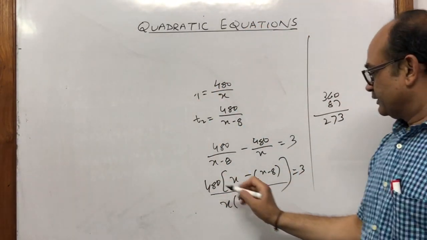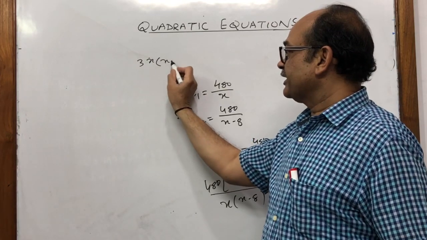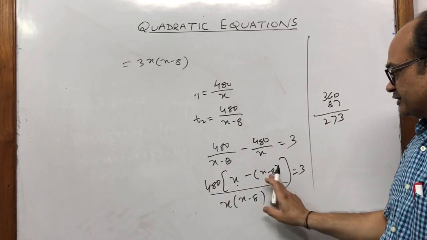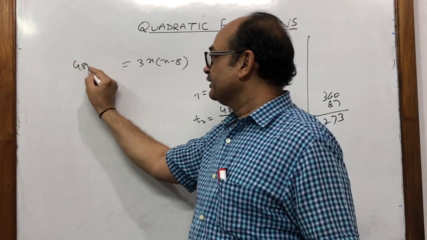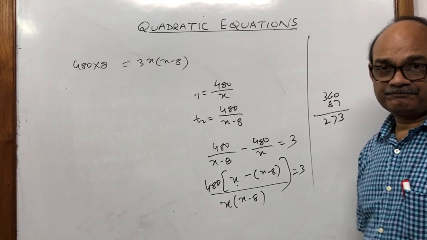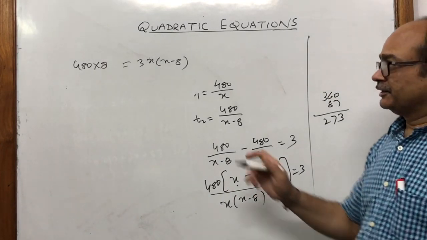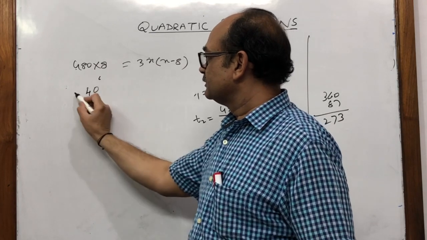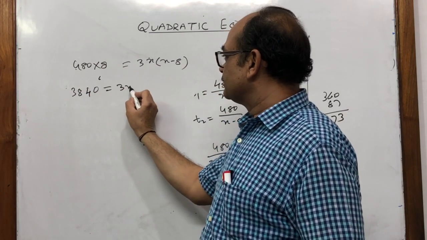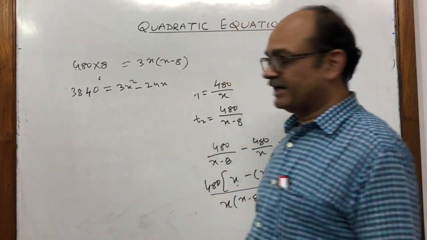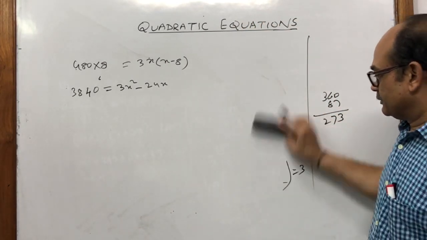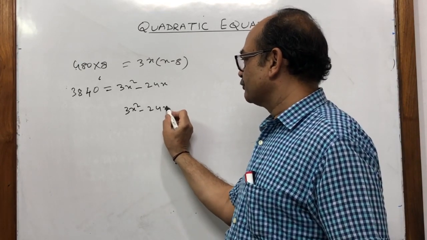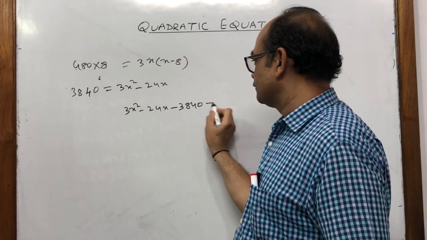How do we simplify? 3 into x minus 8 on the right hand side, and on this side the x and x cancel out, so this will become only 8. So 480 into 8. Simple. LCM is important. Now 3840 equals 3x square minus 24x. So the final equation will be 3x square minus 24x minus 3840 equal to 0.